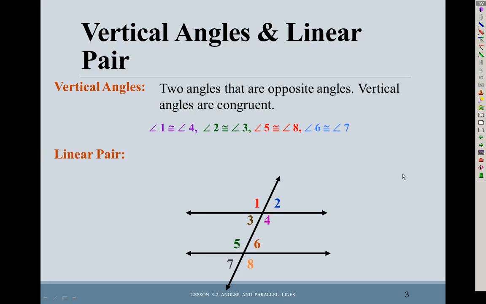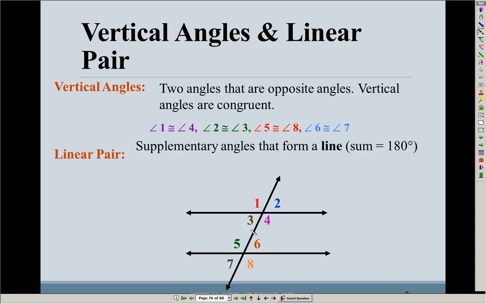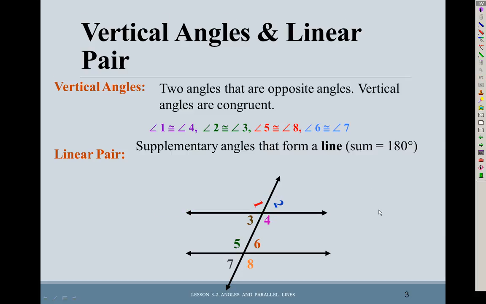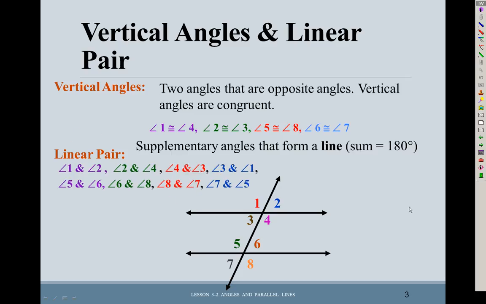We also have linear pairs. And linear pairs are supplementary angles that form a line. You've got a line here, and 2 angles that form that line are supplementary angles. Those are a linear pair. They add up to 180. So 1 and 2 are a linear pair. 1 and 3, 3 and 4, 2 and 4. Also 5 and 6, 5 and 7, 7 and 8, 6 and 8. All of those pairs are linear pairs, and they are supplementary, so they do add up to equal 180.